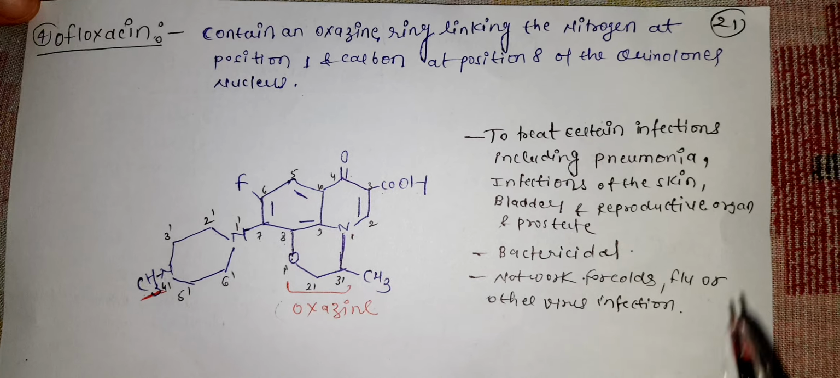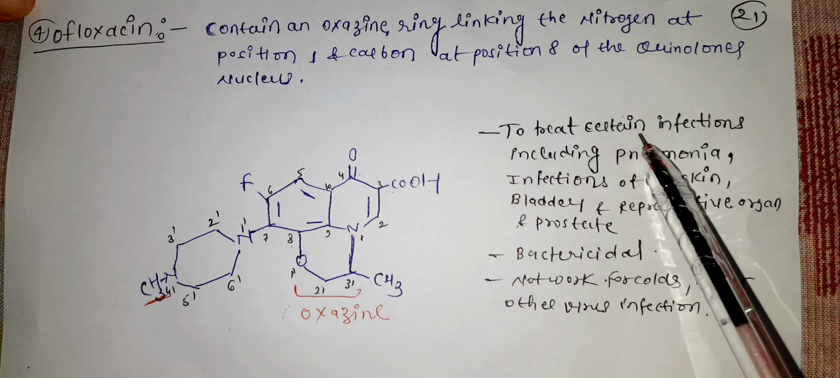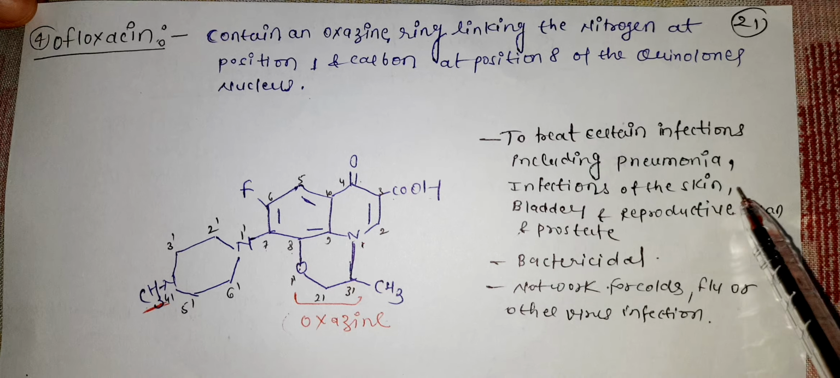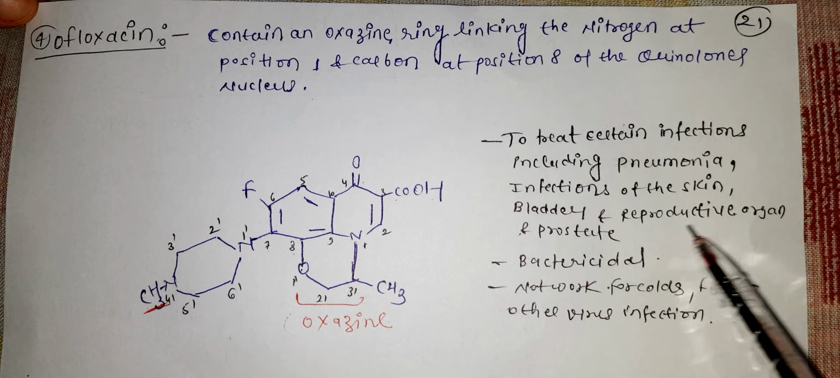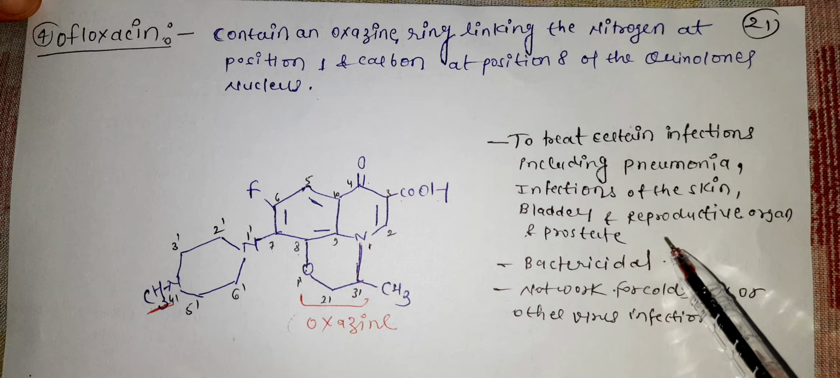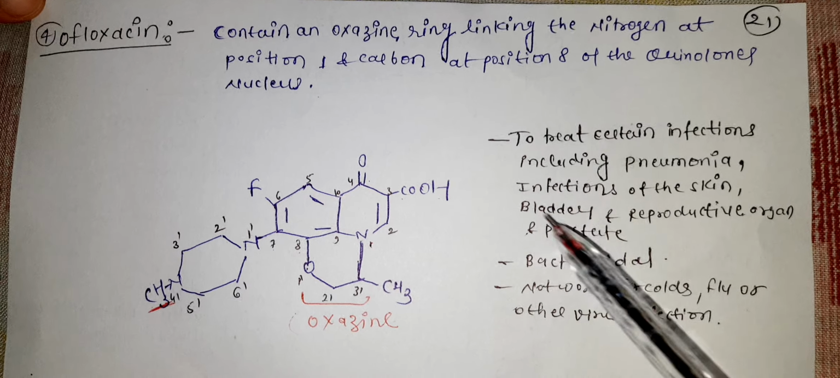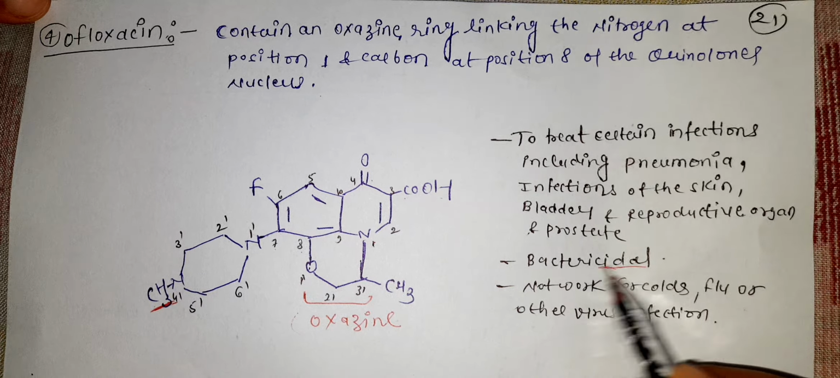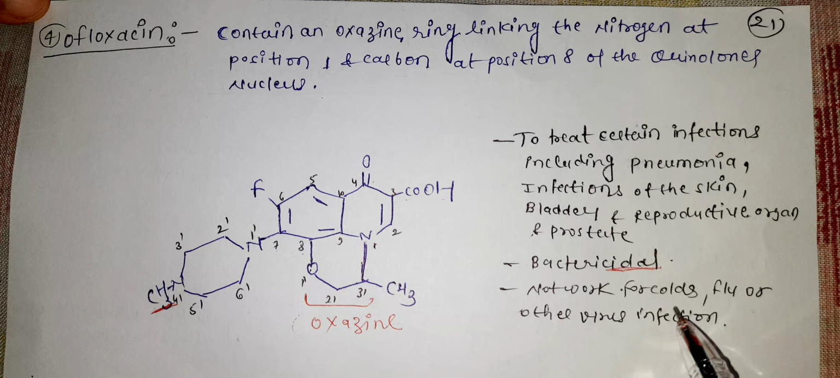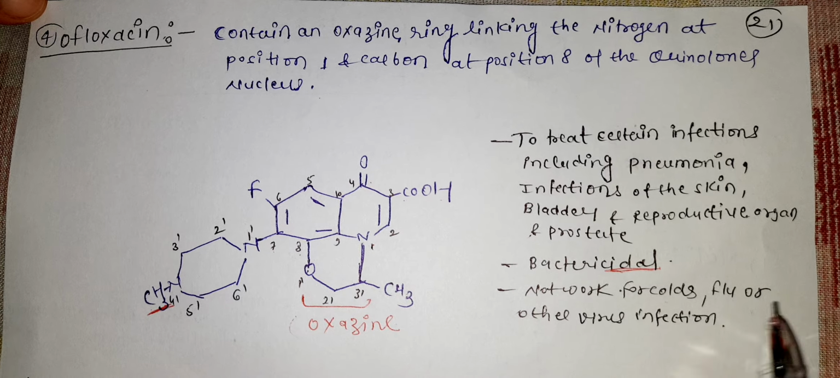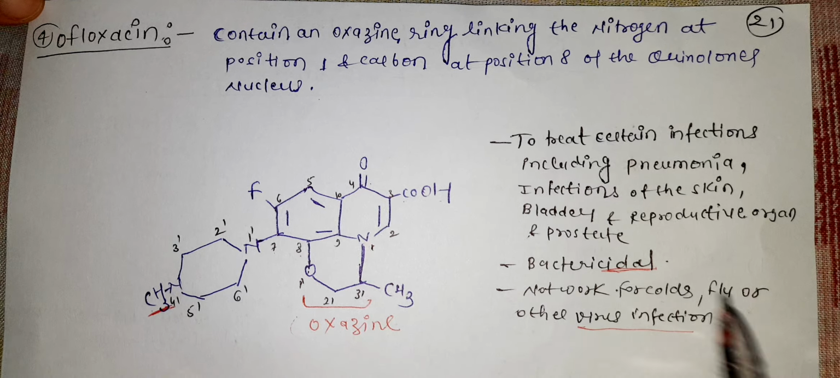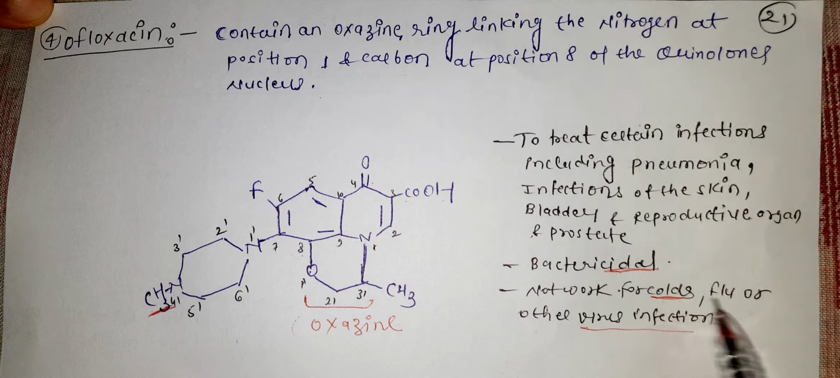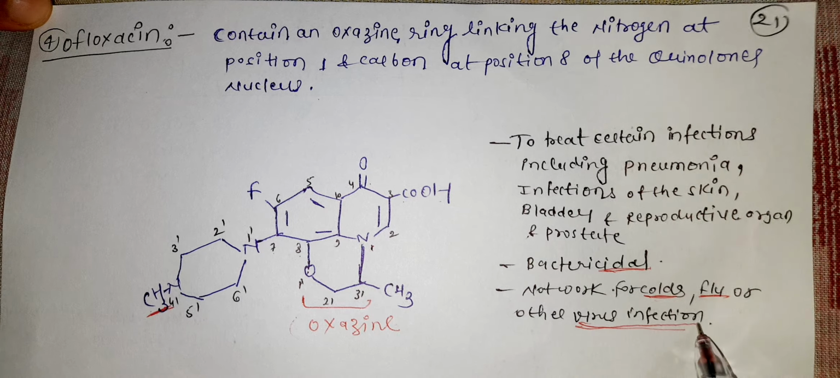Ofloxacin is used to treat certain infections including pneumonia, infection of the skin, bladder, and the reproductive organs and prostate. These are the uses of ofloxacin, and the action is bactericidal. It does not work for cold, flu, or other virus infections. So these drugs are not effective in case of cold, flu, and virus infection.